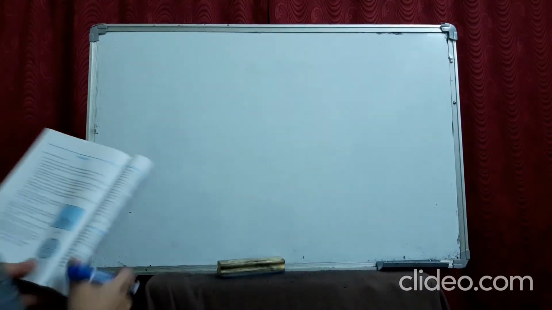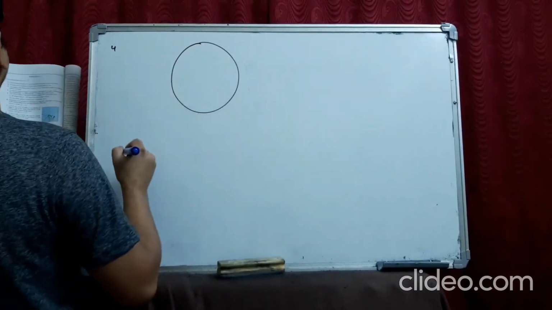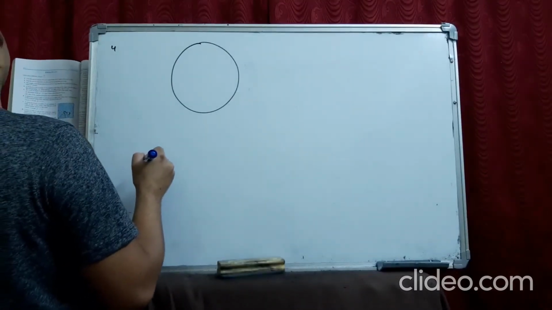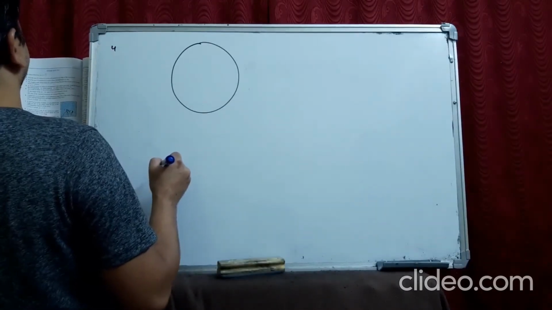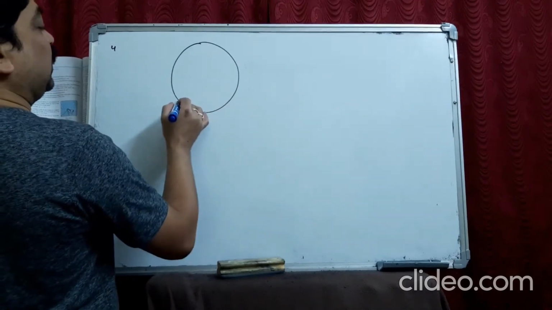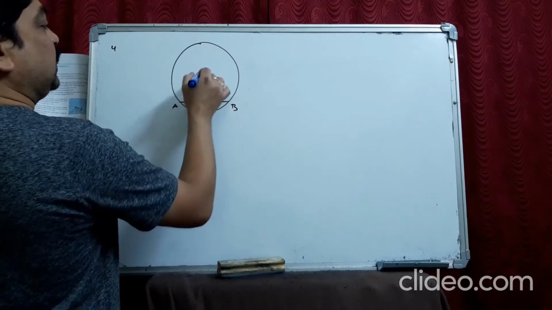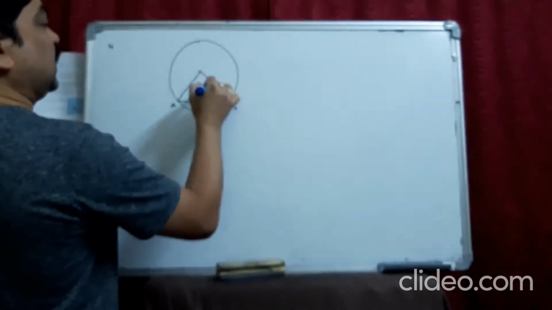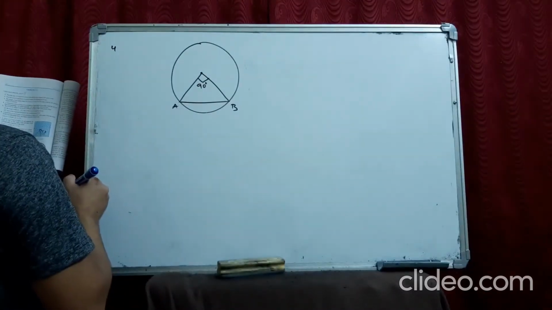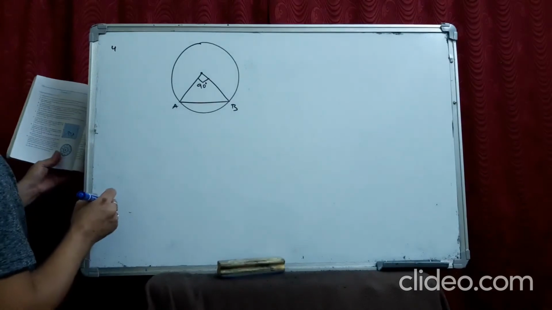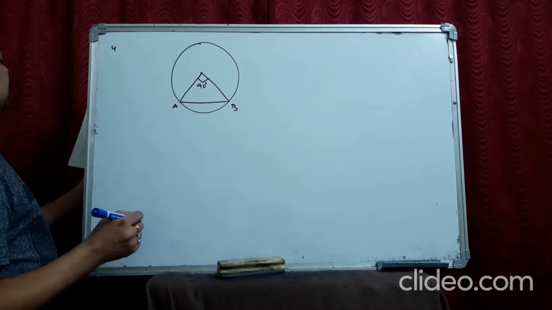See the fourth question. A chord of a circle of radius 10 centimeter subtends a right angle at the center of the circle. Find the area of the corresponding minor segment. Say there is a chord here, AB, and it is subtending 90 degrees at the center of the circle. This is 90 degrees, right angle at the center of the circle. So you have to find out the area of the minor segment and area of the major sector.